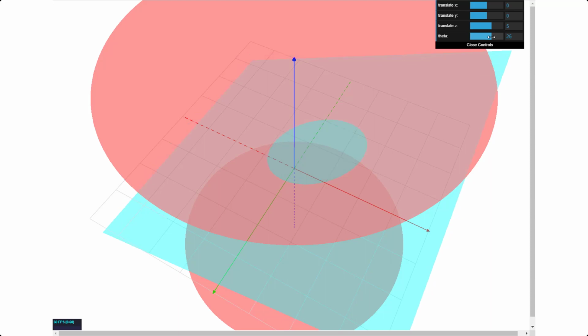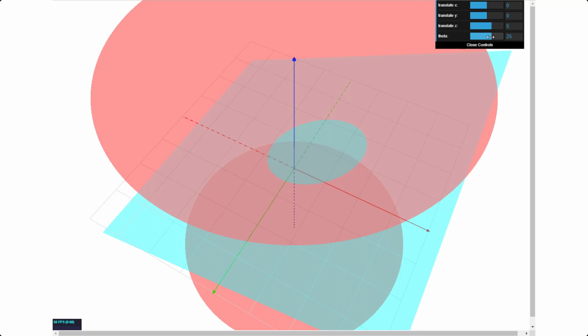If I change the angle of theta, the ellipse can get so that the major axis would be larger, for instance. And there are a lot of different effective changes I can make to that ellipse just by changing the position of the plane that's intersecting with the cones.